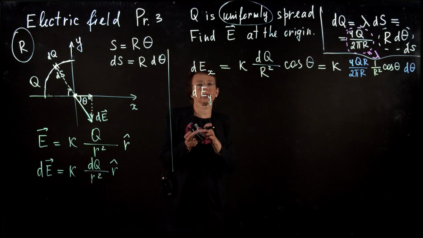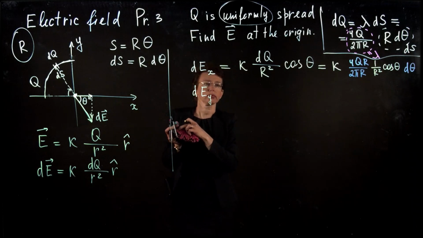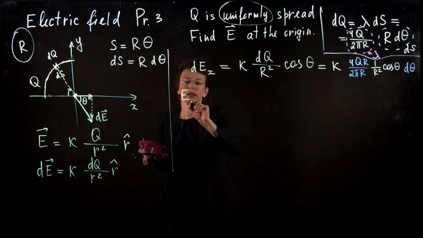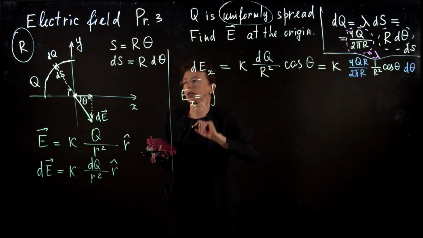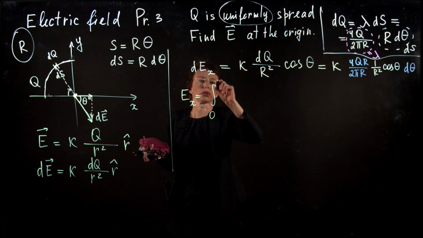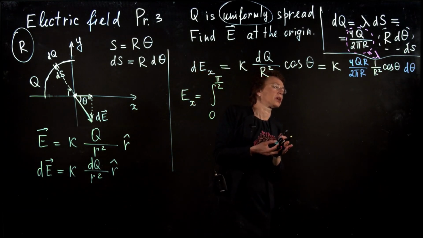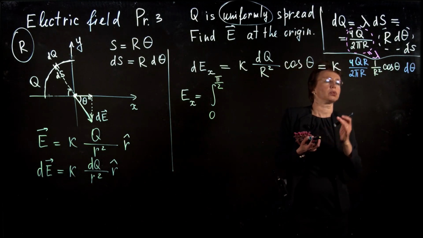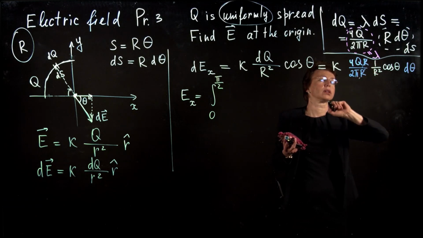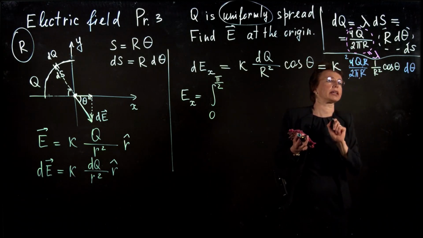Should we integrate? Let's integrate dEx first, and then we will write dEy. So Ex will be now integral. We always work with first quadrant. I integrate from 0 to pi over 2. Let's put all constants together, first constants, and we will simplify it a little bit. So r and r will cancel out.